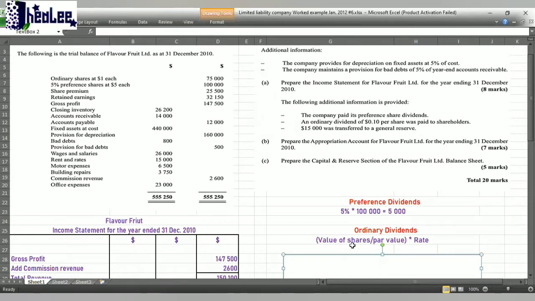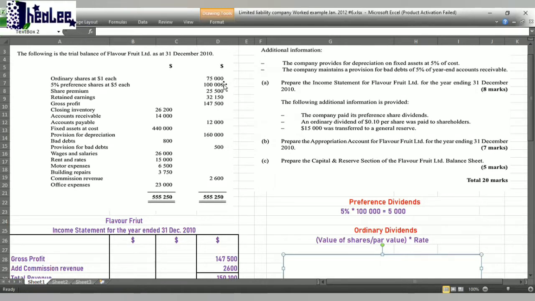To get the value of shares, you go to your trial balance and you see ordinary shares, $1 each, 75,000. This $1 represents the par value. So it is 75,000 divided by the $1 par times the rate of 10 cents. Now, this one is relatively easy because once you divide the 75,000 by $1, you get the same value as 75,000. That would be the number of shares.